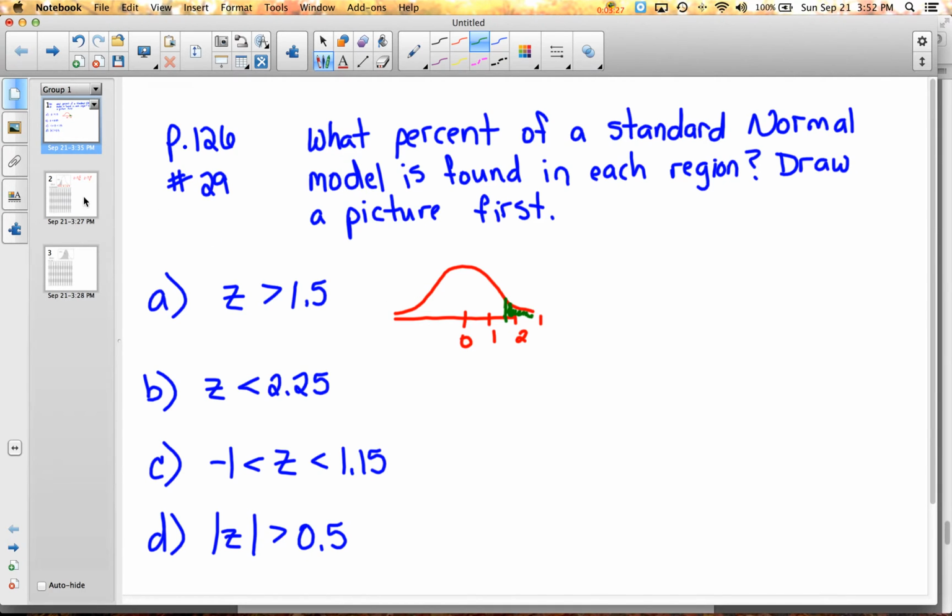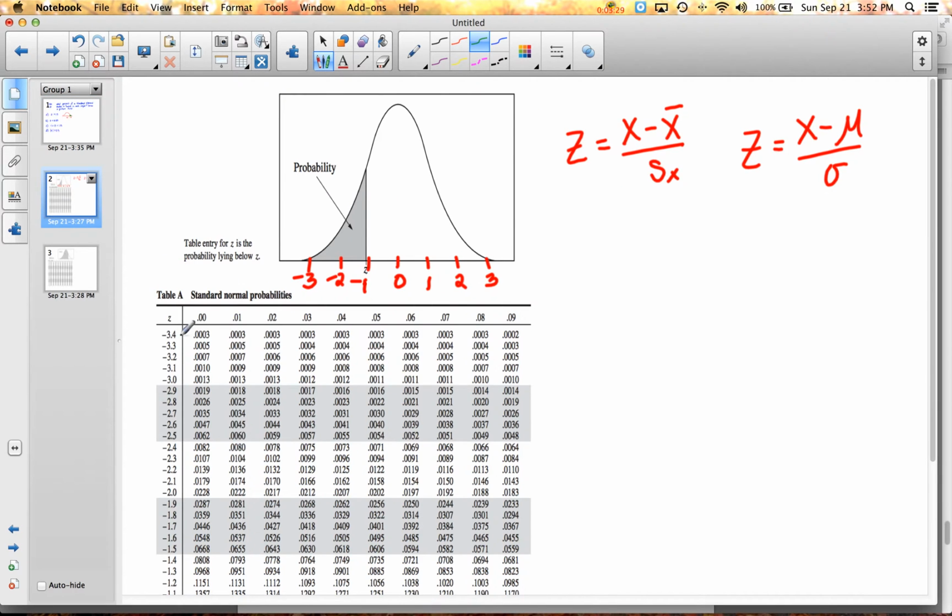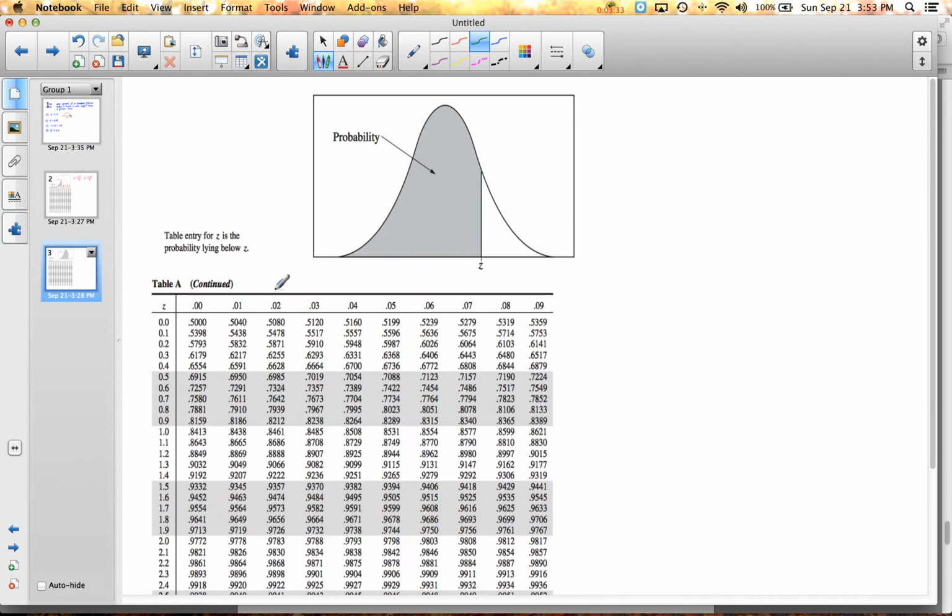So I'm going to go to my standard normal table. I don't want this one because these are all z-scores of negative. So I need to find the one where it's positive. I'm looking for 1.5, so it would be 1.50. It's actually this value right here. Now remember, we just looked at our picture and we said it was less than 0.5, less than half. But this value tells me 0.9332.